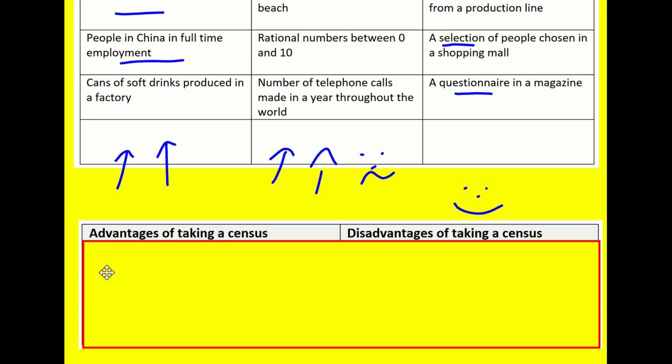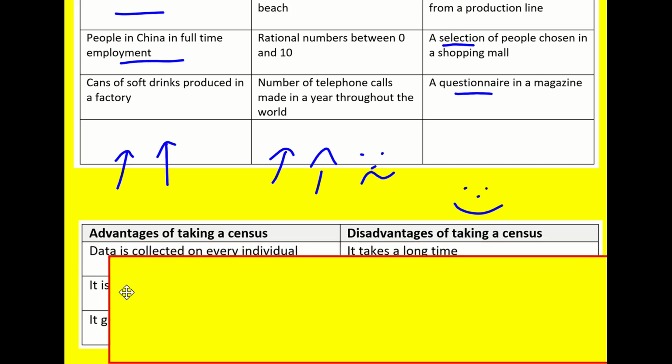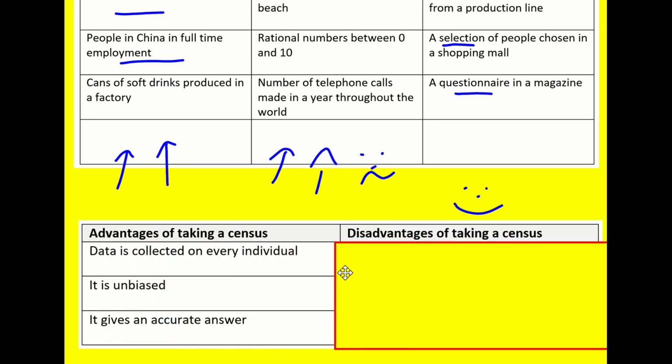Okay, some advantages of taking a census. Well, the first one is that it does exactly what it says on the tin, really. Data is collected on everyone, and that could be a really useful thing to have. It's unbiased. That links to the first point, really. You're not just going to have views on a few select people, maybe people with extreme views. You've got data on everyone, and it gives an accurate answer. You're going to have full data on everyone, provided they've been telling the truth, of course, but that's another issue.